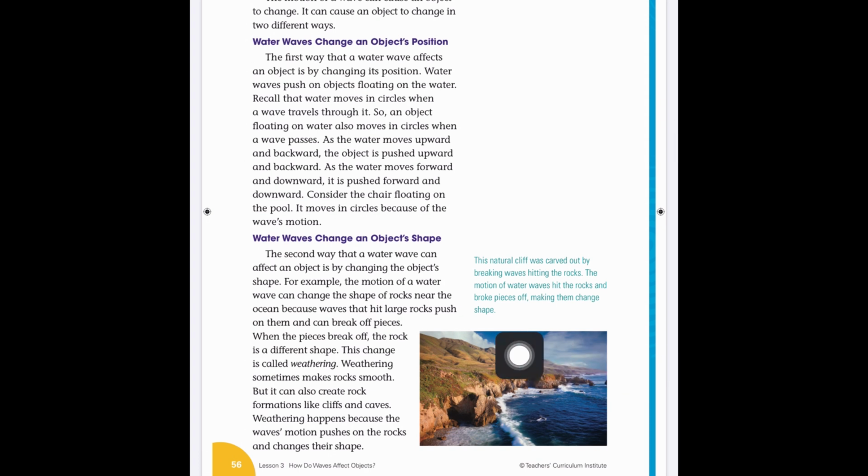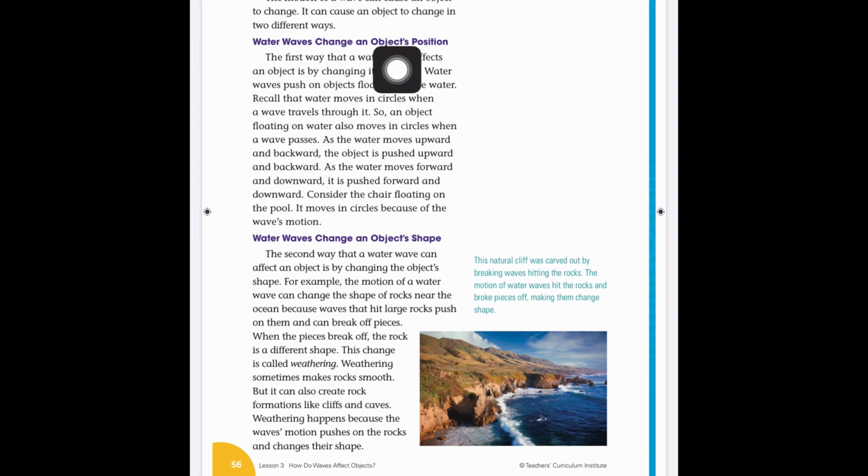We are now on page 56, text with notes. The motion of a wave can cause an object to change. It can cause an object to change in two different ways. Can you guess what ways it can cause the object to change? I'm not sure, so let's read.